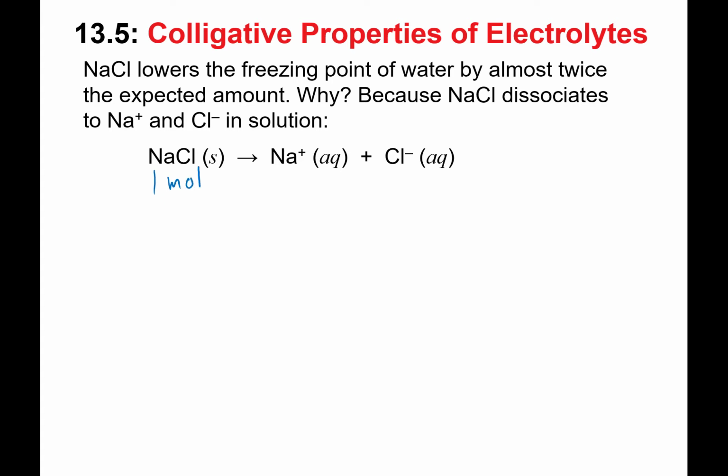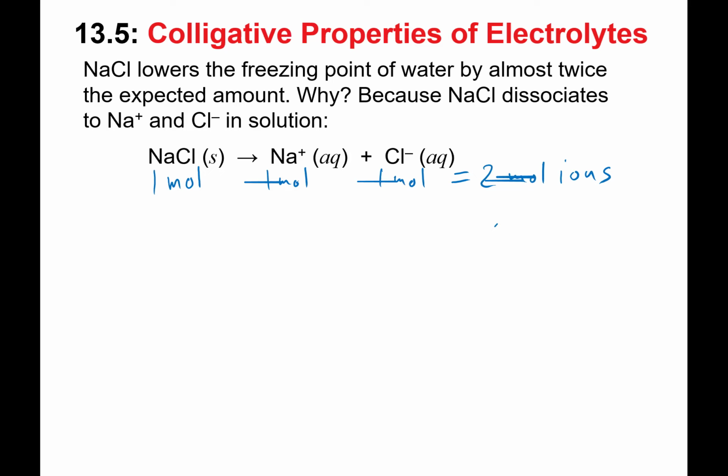So for example, if you take 1 mole of sodium chloride and dissolve it in water, you're going to get 1 mole of sodium ions and you're going to get 1 mole of chloride ions. And notice that is 2 moles of ions in total. So that is why the freezing point lowering of sodium chloride is twice what you'd expect, because you make 2 ions for each unit of sodium chloride.